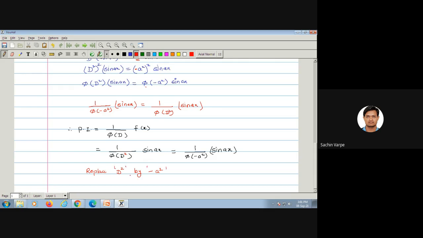This is very important. Replace d square by minus a square, provided that this phi of minus a square must be non-zero. If it is zero, then that will be a case of failure, and in case of failure we'll be doing the same thing: we'll multiply this operator by the independent variable, and then we will differentiate phi with respect to d successively until we get a non-zero denominator. That is the exact procedure for the second case.